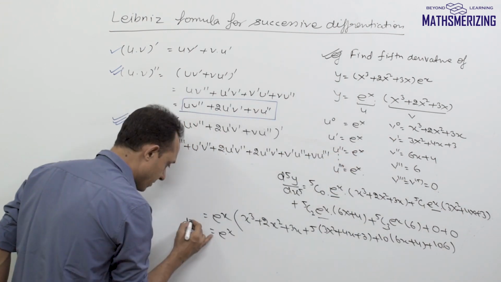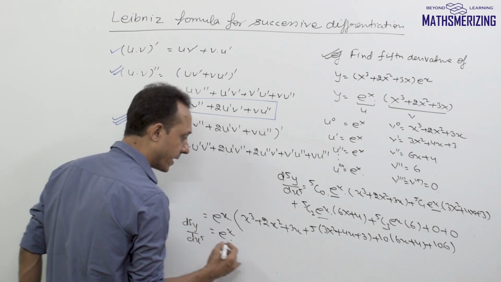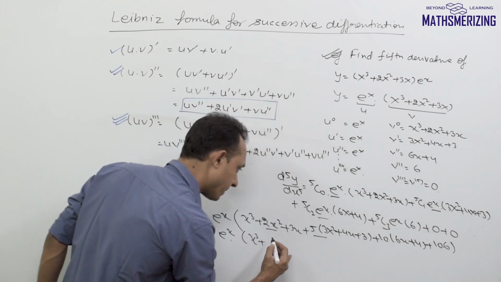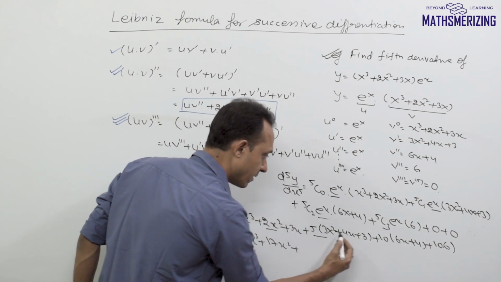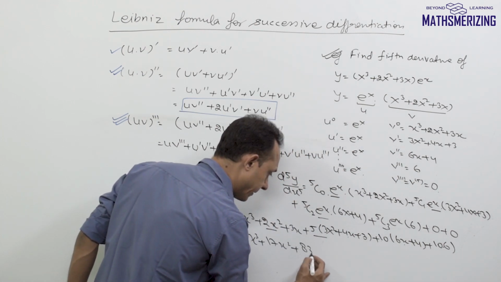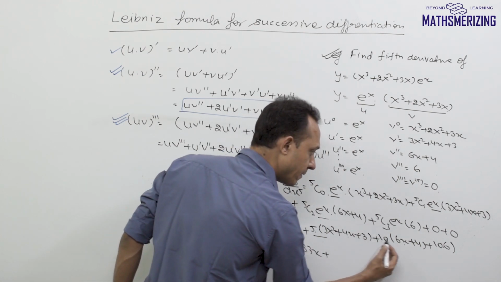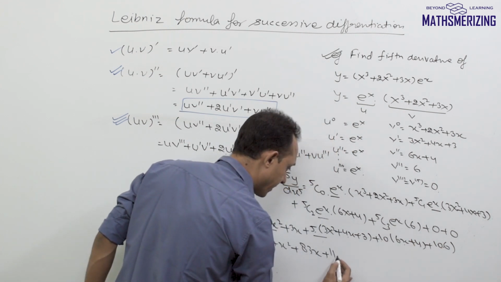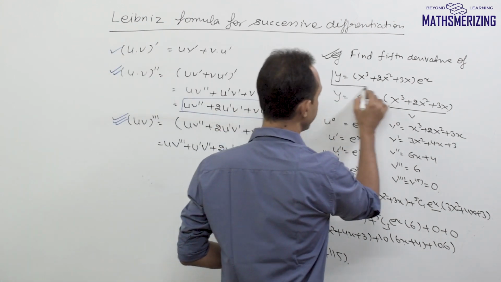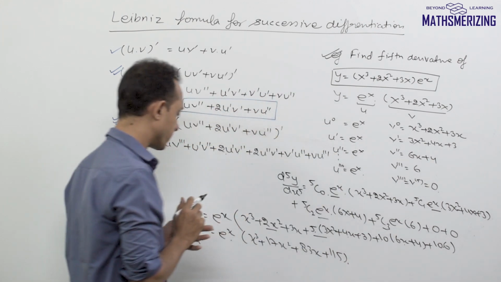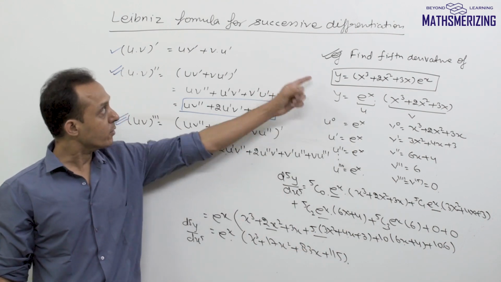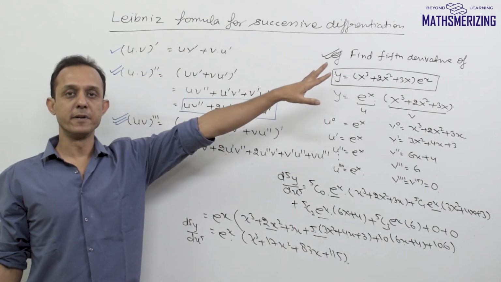So if I simplify, the fifth derivative of this function will be e to the power x, and then x cubed plus, so it will be 2 and then 15. So that should be 17x square, then 23 and 60. So that should be 83x, and then 15 plus 40 plus 60. So that should be 115. So the fifth derivative of this function, which is y equals x cube plus 2x square plus 3x into e to the power x, will be e to the power x into x cube plus 17x square plus 83x plus 115 using Leibniz formula for successive differentiation.